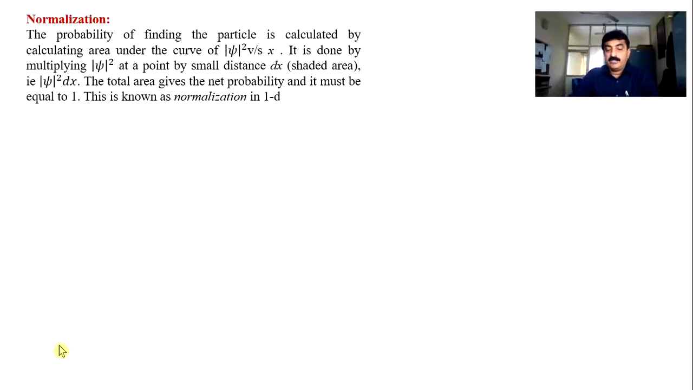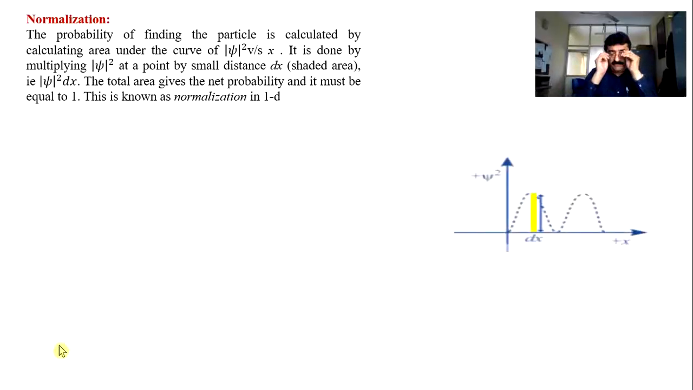See, when you plot a graph of modulus of psi square versus x, you will get a positive wave only. Now there is no question of a negative wave. Now at any point, if you want to find the probability, you will have to calculate the area. Look at this yellow shaded region. This region tells you the probability of finding the particle. The area of this region is length, that is dx, into height, that is psi square. So psi square into dx gives you the probability.